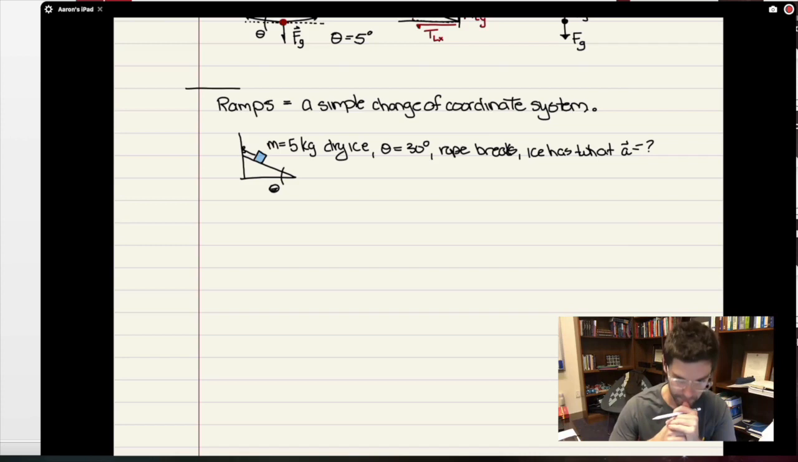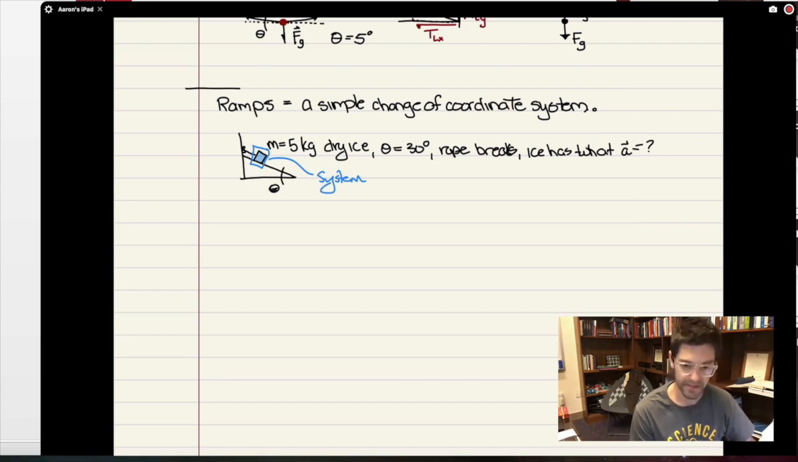Now, it would be perfectly plausible to analyze this using Newton's laws. What you might do first is the usual. I'm going to set up my system. I'm studying the motion of this block of ice. So that is my system.